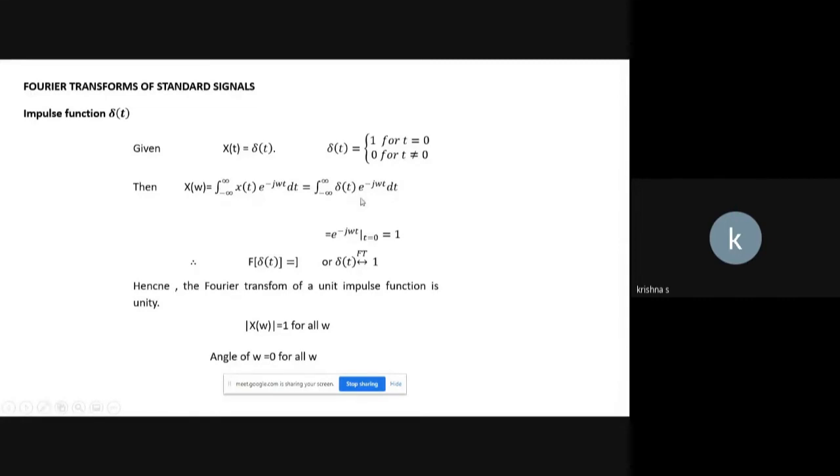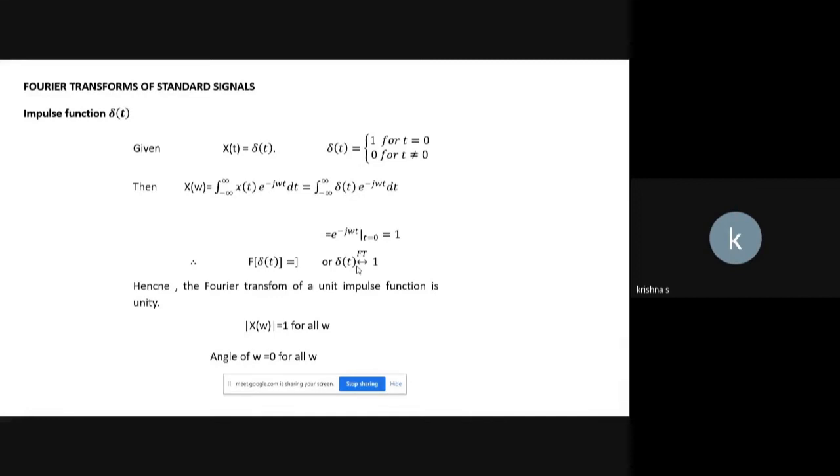As per the definition of the Fourier transform, the integral from minus infinity to infinity of x of t e to the power minus j omega t. Here x of t is delta of t. If you substitute delta of t here, as we defined delta of t at t equal to 0 only, the whole integral exists at t equal to 0 only. So we get 1. So the Fourier transform of the impulse function is 1. The magnitude is 1, and there is no j term, no imaginary term, so we can say the phase of the transform is 0.